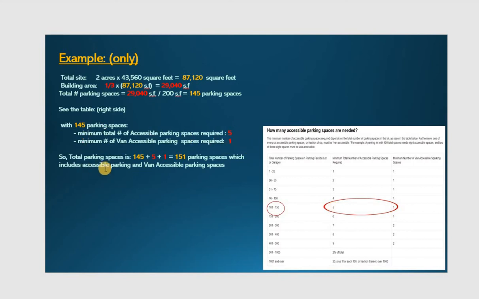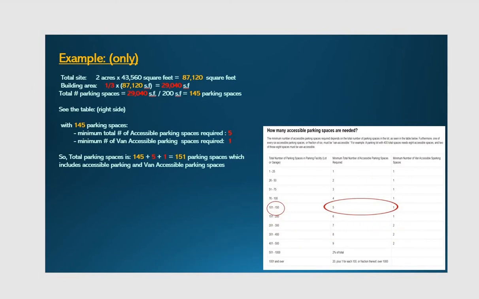Okay, so when I calculate the total parking in this building, I need to take the regular 145, plus the required 5 accessible parking spaces, plus 1 required van accessible parking space. So the total is 145 plus 5 plus 1. I got 151 parking spaces total on the site. This table is the guideline I give you. You need to calculate the regular, the accessible, and the van required for this range.